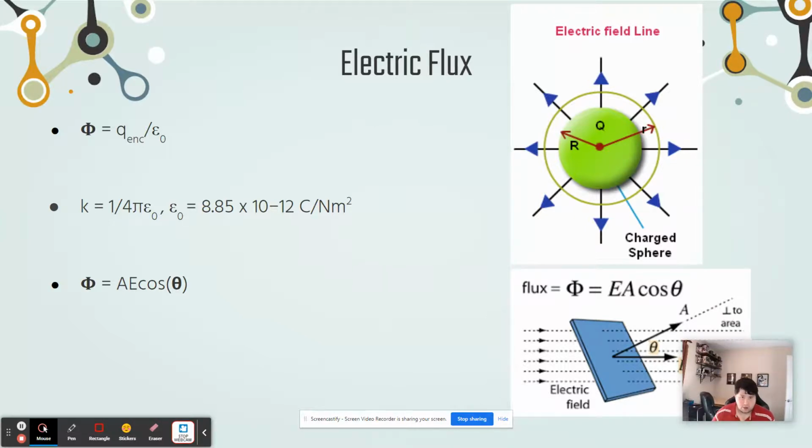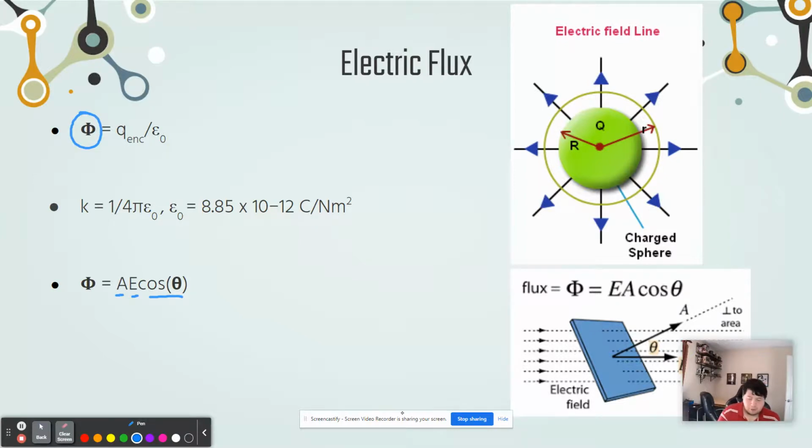So we have two different equations to calculate electrical flux. Electrical flux is given this strange symbol here, which is the capital Greek letter phi, and it is either equal to Q enclosed divided by epsilon naught, or it's equal to A E cosine of theta. Let's walk through each of these equations separately.